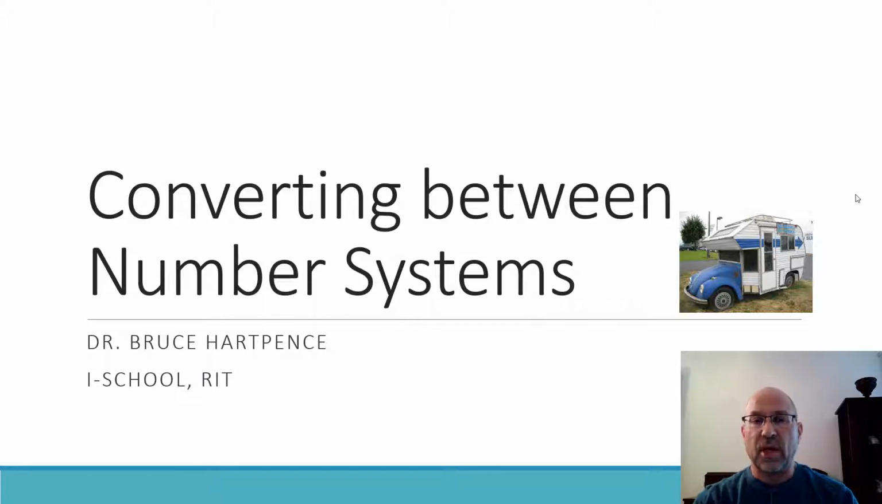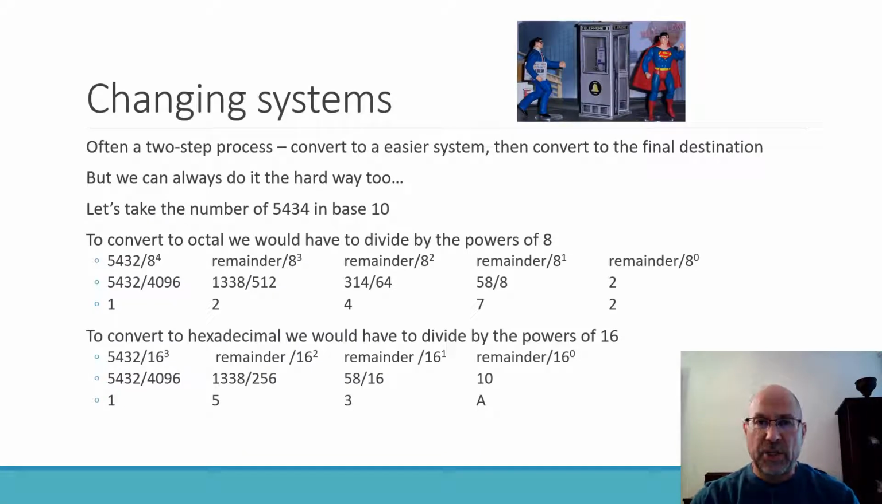This time we're going to be talking about how to convert between those number systems that we talked about last time. When we talk about changing systems, you can do a very arduous process, which I'll show you first, and then you can try another way, a two-step process, where sometimes it's easier to convert to some intermediary system, and then convert to the final destination. And again, I'll show you how that works in a second. But let's do it the hard way first.